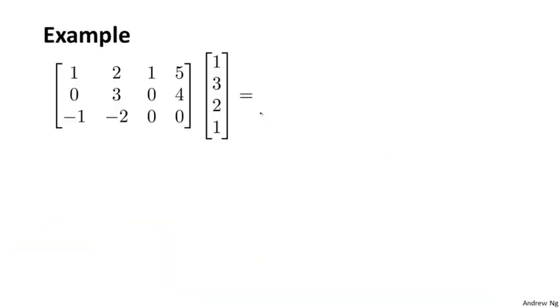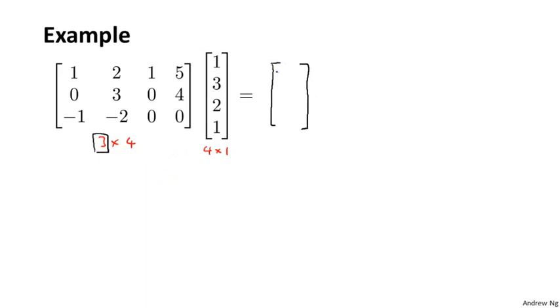Here's the example. So let's look at the dimensions, right? Here, this is a 3 by 4-dimensional matrix. This is a 4-dimensional vector, or a 4 by 1 matrix. And so the result of this product is going to be a 3-dimensional vector. So I'm going to write a vector with room for 3 elements. Let's carry out the products.